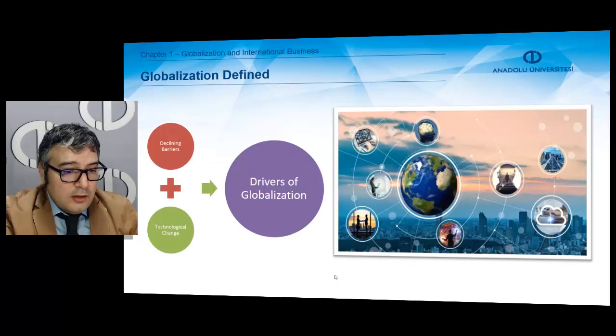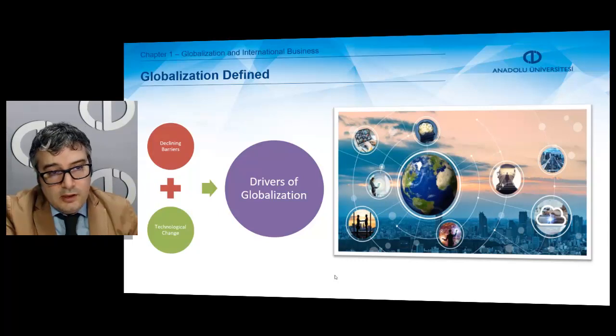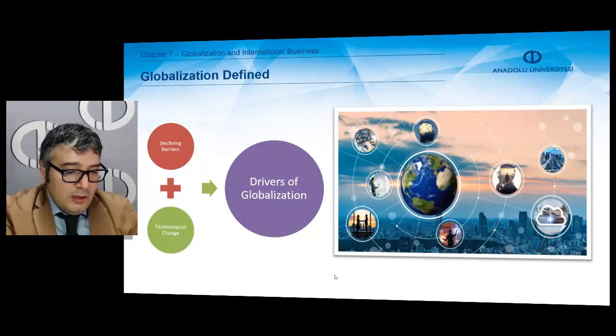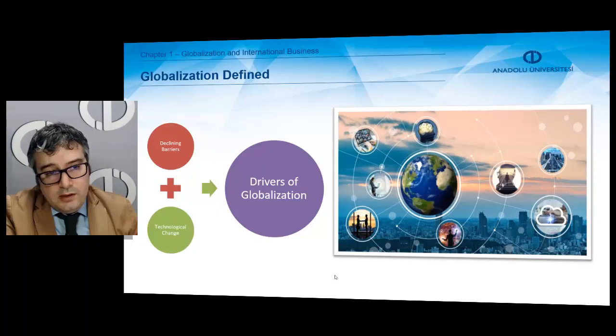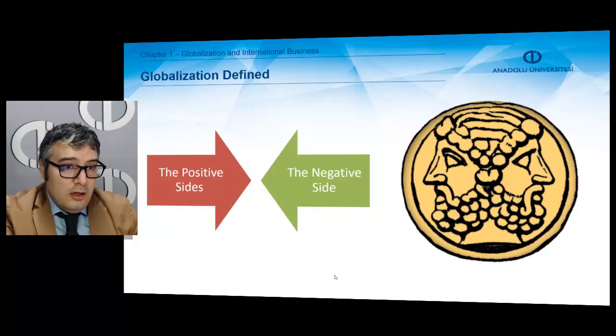And what are the drivers of globalization? To understand globalization, we need to understand the drivers of it. In terms of its more profound meaning and significance, it is essential to analyze the key, closely linked drivers behind globalization. These drivers can be classified into two macro factors. One of them is declining trade barriers and investment barriers, and the other, as we are all facing, is technological change. And to understand, globalization is a Janus-faced phenomenon.